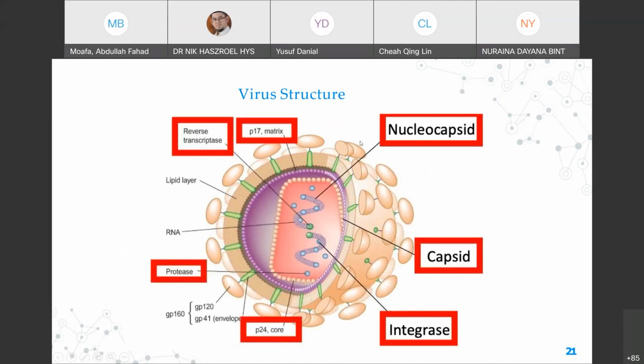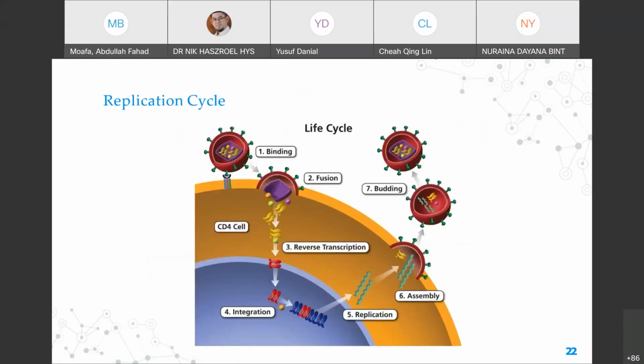So the general picture of the virus: P17 matrix over here, and nucleocapsid. Of course, around it is the capsid, and around the DNA is the integrase, and then the P24 core, which contributes to the formation of what I mentioned just now, P17 and others. I believe everyone is familiar with the general structure of the virus, and then the life cycle.